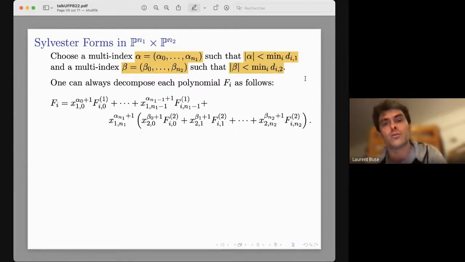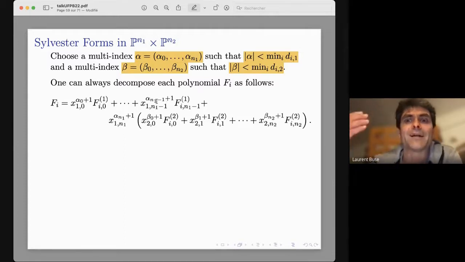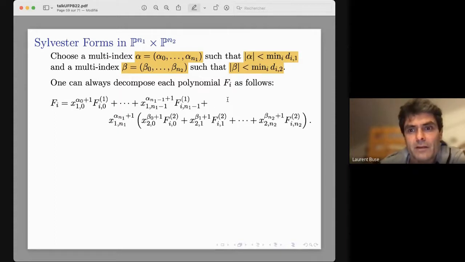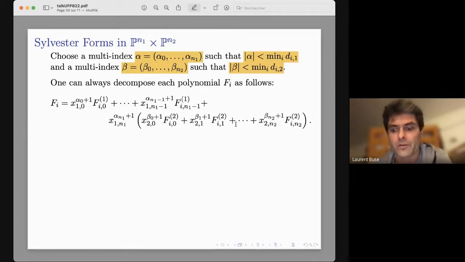So how do I manage to define the Sylvester forms here? In a very similar way, I define the polynomial Fi as follows. First, I decompose with respect to the first set of variables of P^n1 with the multi-index alpha, so x1,0 to the power alpha 0 plus 1, up to x1,n1 minus 1 to this power plus 1. So I just add some powers. And then the last term that remains here, in the parentheses, I will decompose it with respect to P^n2 and this multi-index beta. So you see here the decomposition, x2,0 to the power beta 0 plus 1, a component here, and so on. So we do exactly the same as for the twisted Jacobian, but we put some powers.